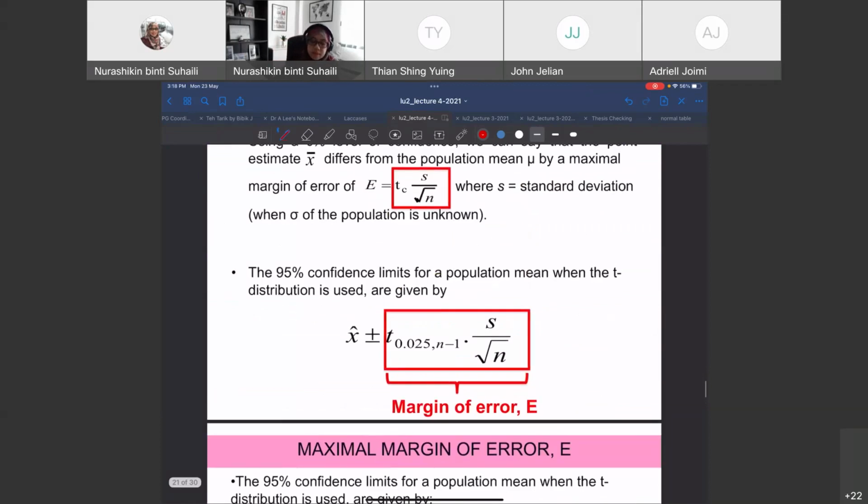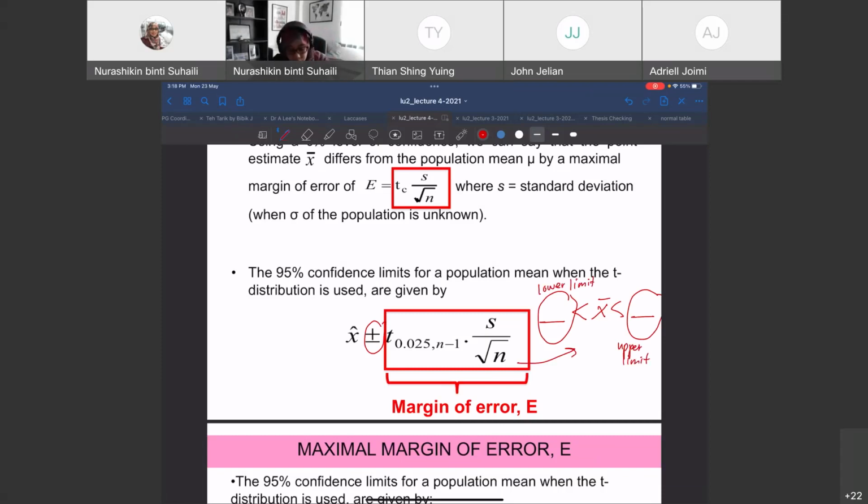So it means that this plus minus is given similar to Z just now, right? We have this upper limit and lower limit for the T distribution. So this one refers to this one. This is the lower limit, and this is the upper limit.